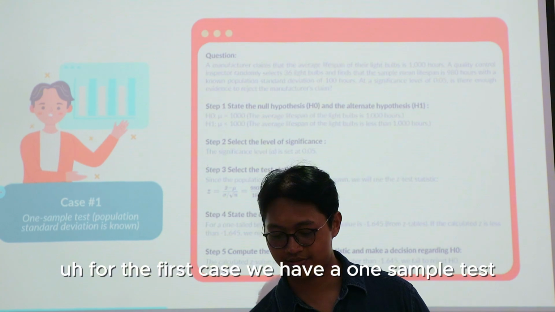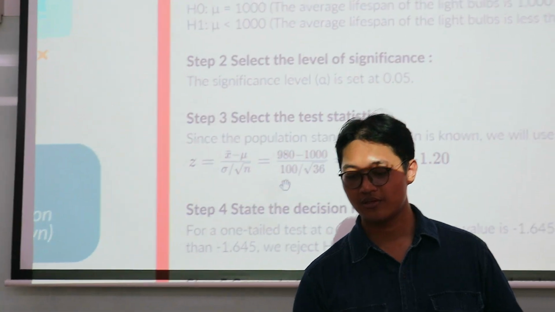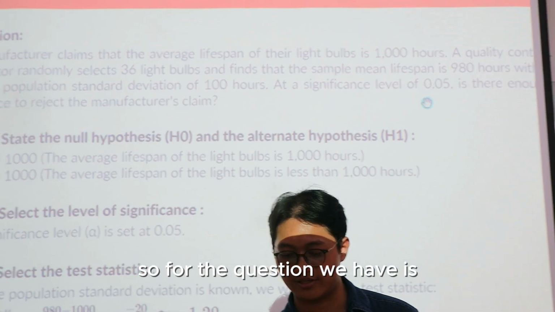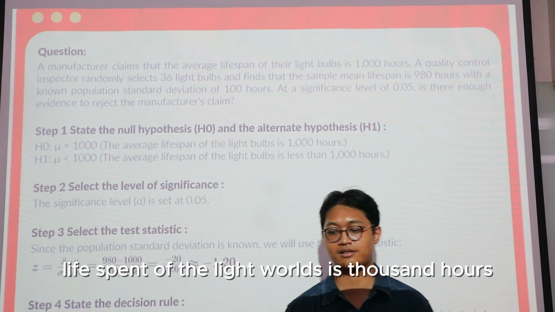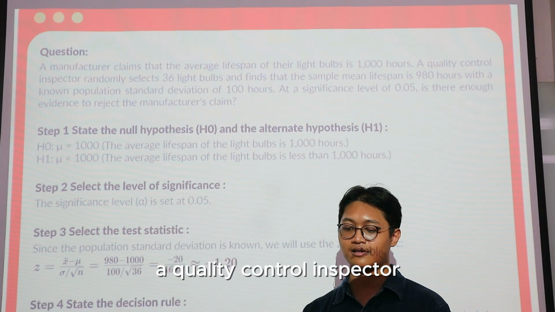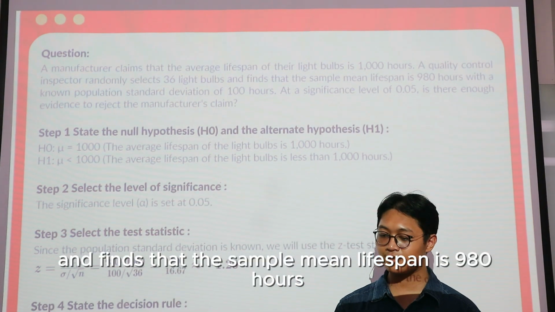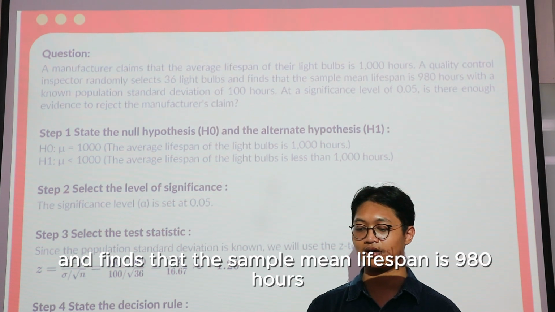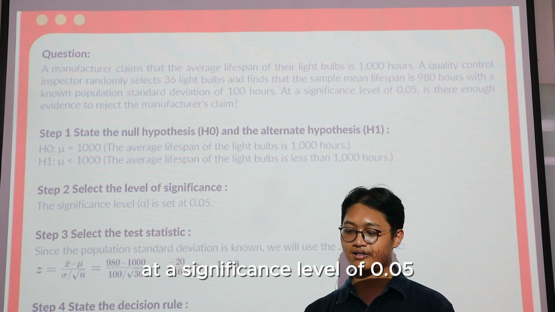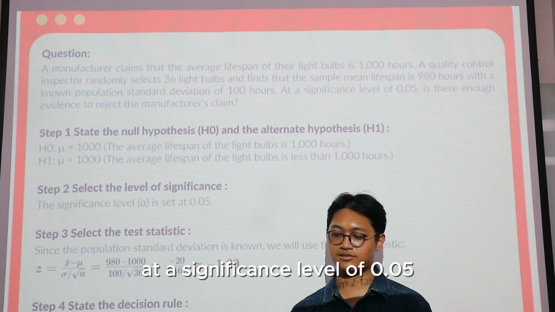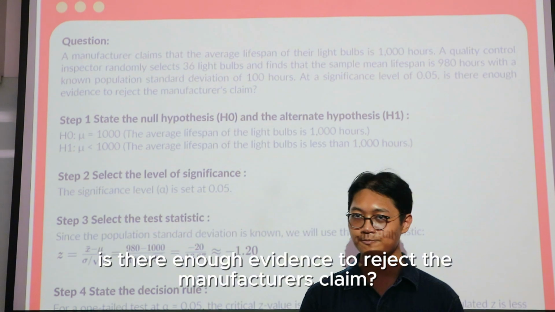For the first case, we have a one sample test where the population standard deviation is known. The question is: a manufacturer claims that the average lifespan of their light bulbs is 1,000 hours. A quality control inspector randomly selects 36 light bulbs and finds that the sample mean lifespan is 980 hours, with a known population standard deviation of 1,000 hours. At a significance level of 0.05, is there enough evidence to reject the manufacturer's claim?